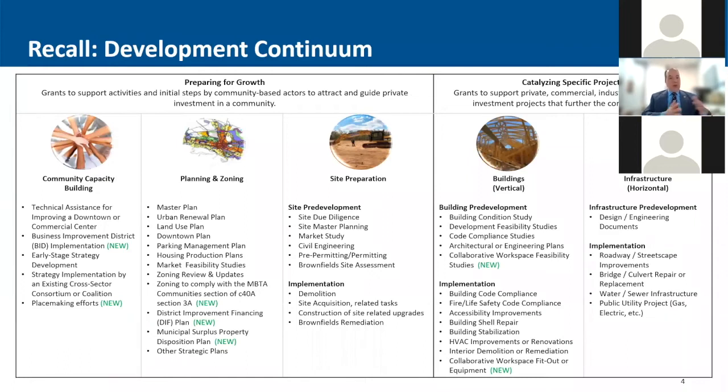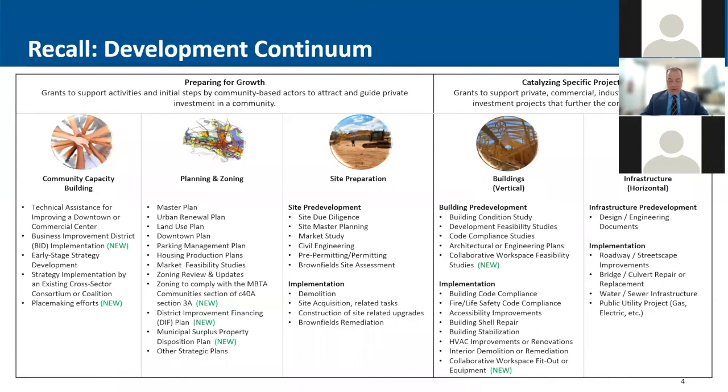The development continuum, again, we want to recall from webinar one, is a critical component of the One Stop and very important in understanding the structure of the full application. The development continuum represents the life cycle of a major community development project, from its initial community visioning to its final construction. We break this up into two broad categories. On the left, we have the categories that are related to preparation for growth. And we ask you to think about this as getting yourself ready for a potential large construction project. And these are grants that support activities and initial steps by community-based actors to attract and guide private investment in a community. Preparing for growth includes the community capacity building, planning and zoning, and site preparation categories.